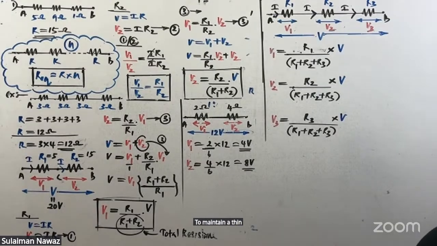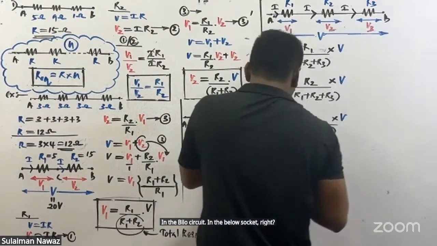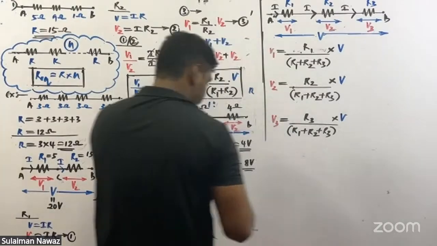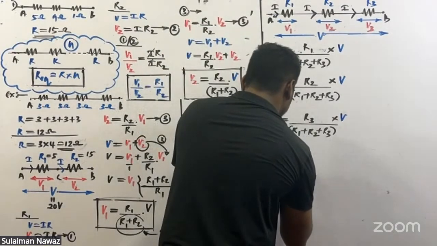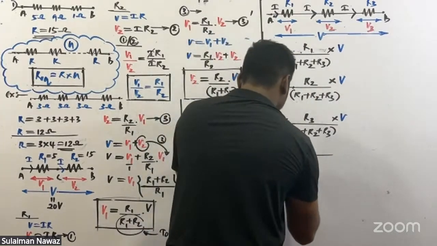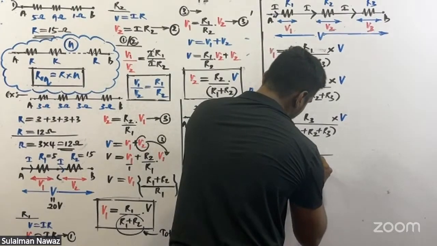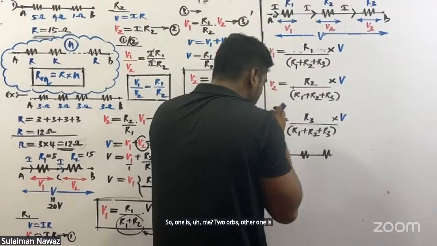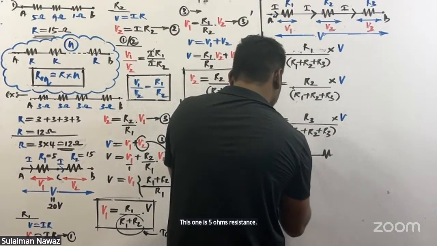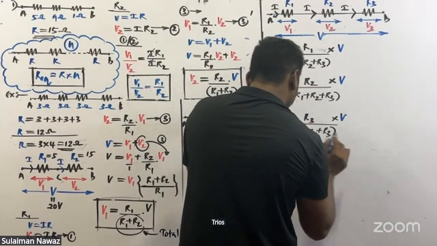To maintain a 10 ampere current in the below circuit, right? Now they have given a circuit like this. There are three resistors in series. One is 2 ohms, the other one is 3 ohms, and this one is 5 ohms resistance.